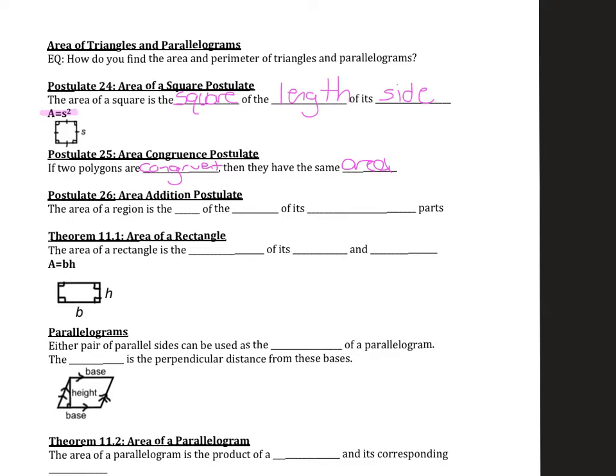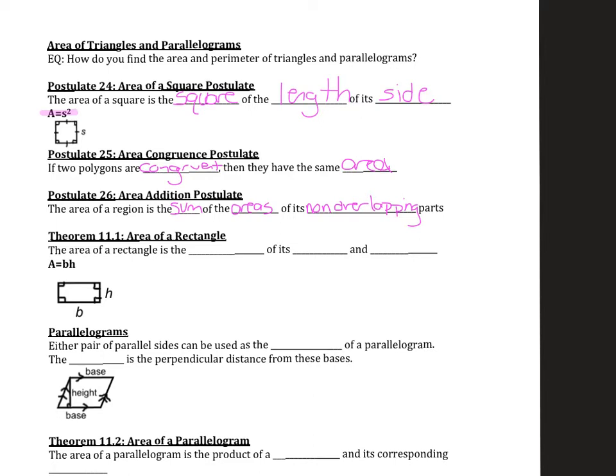The area of a region is the sum of the areas of its non-overlapping parts. So if you're trying to deal with a shape that might be a couple different shapes put together, you just find the area of all the non-overlapping parts and add it up.